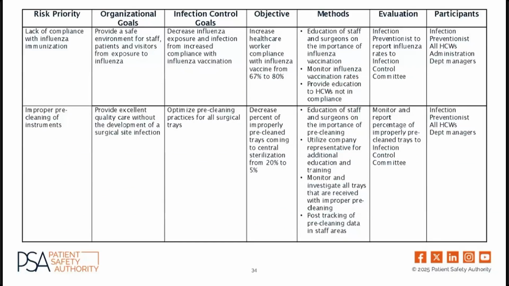We want to specifically increase compliance of our healthcare workers from 67 to 80%. We're going to do it through all of those methods we talked about: education, monitoring the influenza rates. And when we're monitoring the influenza rates, maybe we want to send things out more frequently. We may want to send out a weekly update to our staff managers or our administration so they can make sure they're staying on top of it. And then we want to provide education to healthcare workers who aren't in compliance, maybe specific to what their concerns are. We're going to evaluate it by reporting it to our infection control committee.